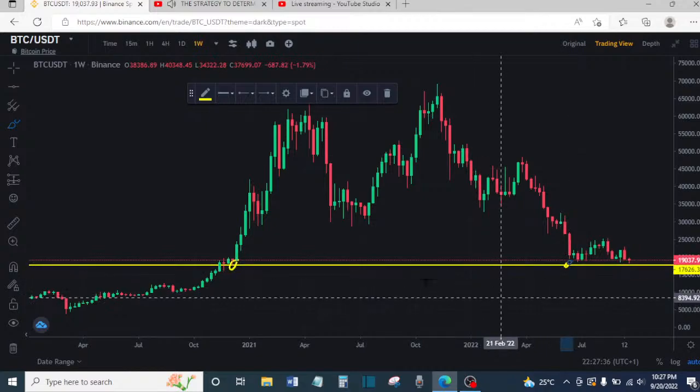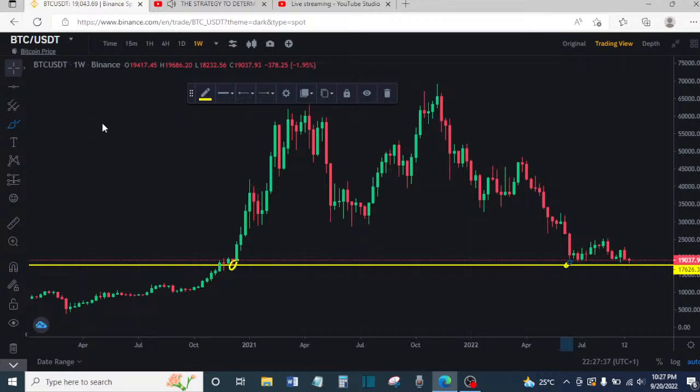Okay, so these 2 points have formed a double bottom. Okay, so I told you they love double bottoms.